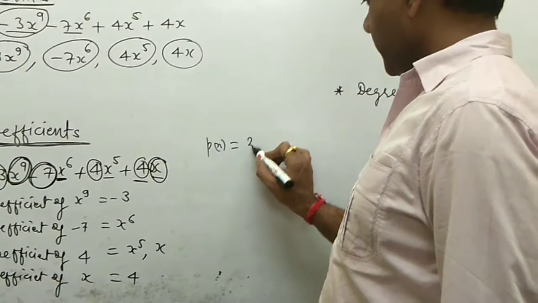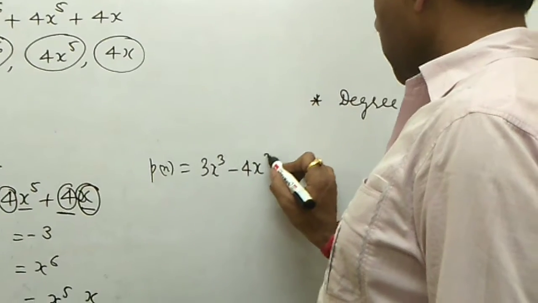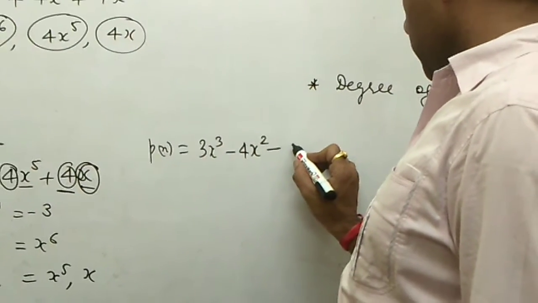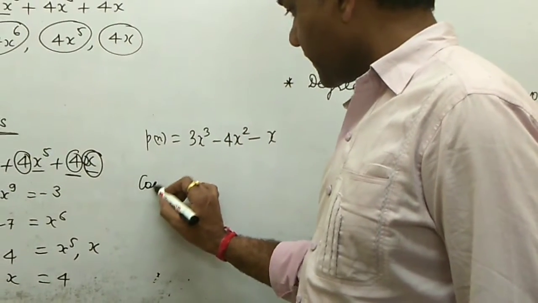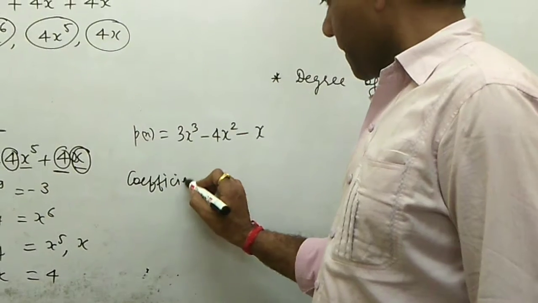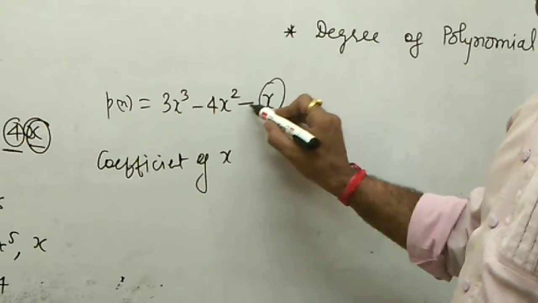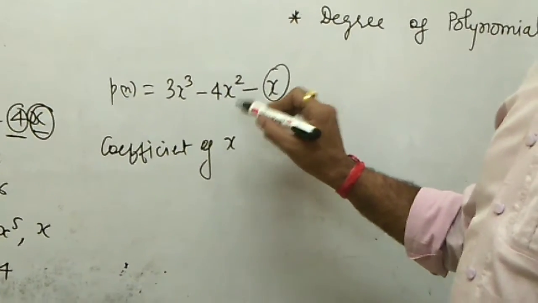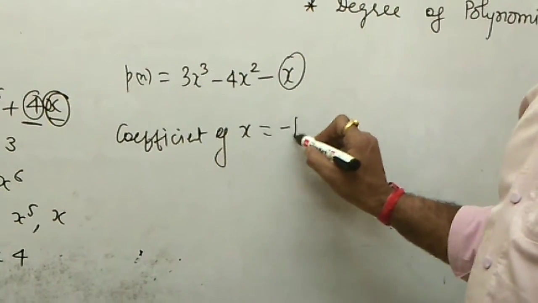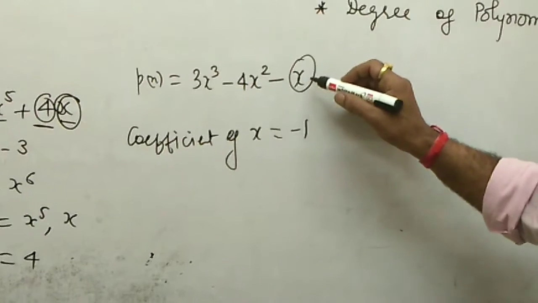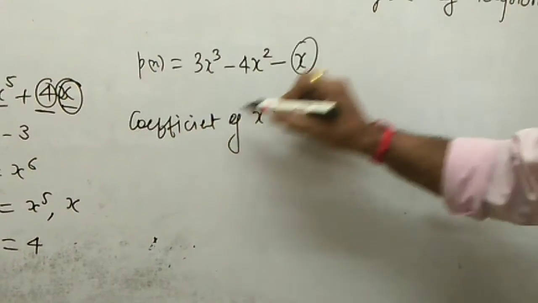3x cube minus 4x square and minus x. What is the coefficient of x? Because x is here and x is given only with a minus sign. So not the minus sign, you include. If no number is given, then you write down 1. Okay, so if the number is not given, it means the unit element is always with it, so you put 1 here. So minus 1 is the coefficient of x here.